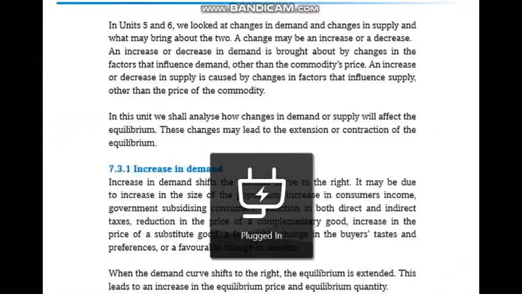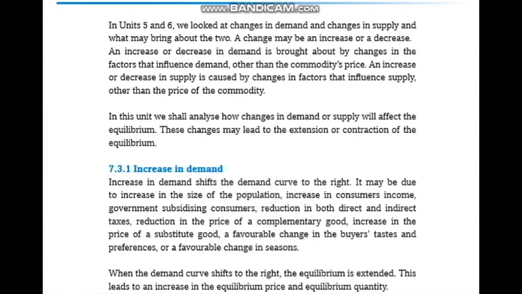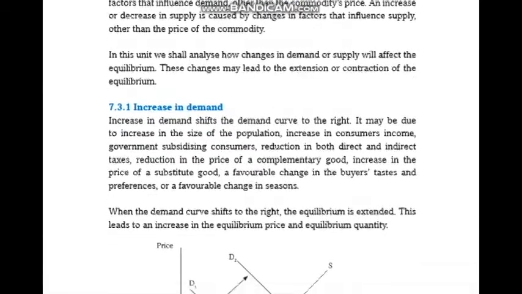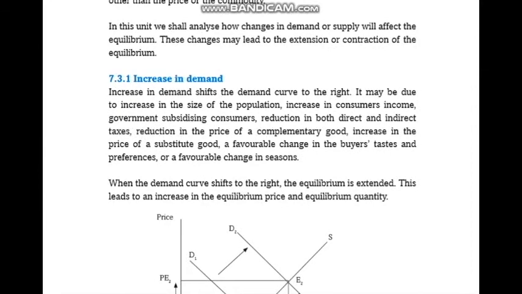In Unit 5 and Unit 6, we look at the changes in demand and changes in supply and what may bring about the two. A change may be an increase or decrease. An increase or decrease in demand is brought about by changes in the factors that influence demand other than the commodity's price. An increase or decrease in supply is caused by changes in factors that influence supply other than the price of commodities. In this unit, we shall analyze how changes in demand or supply will affect equilibrium. These changes may lead to extension or contraction of the equilibrium.